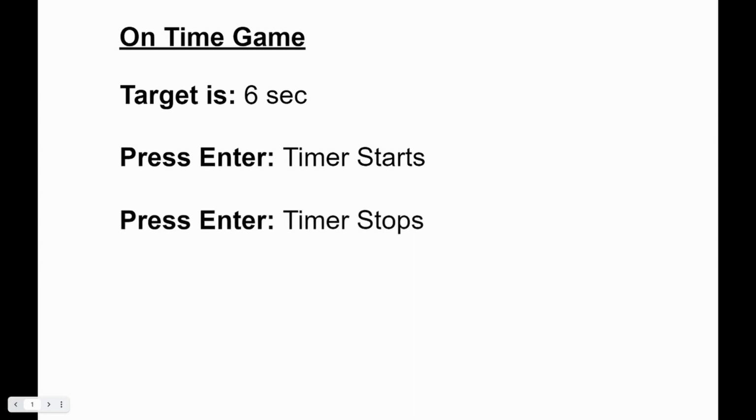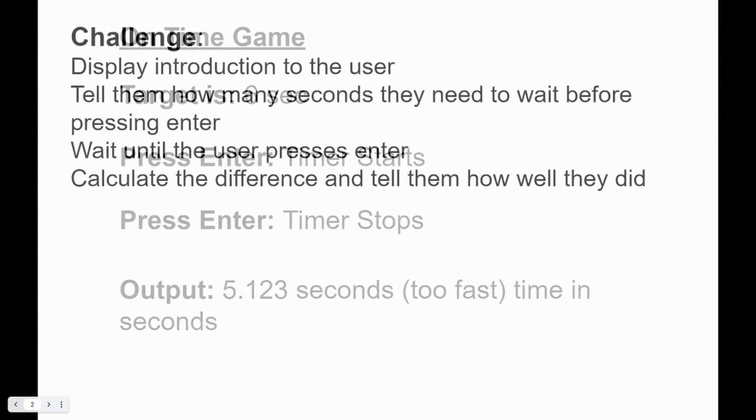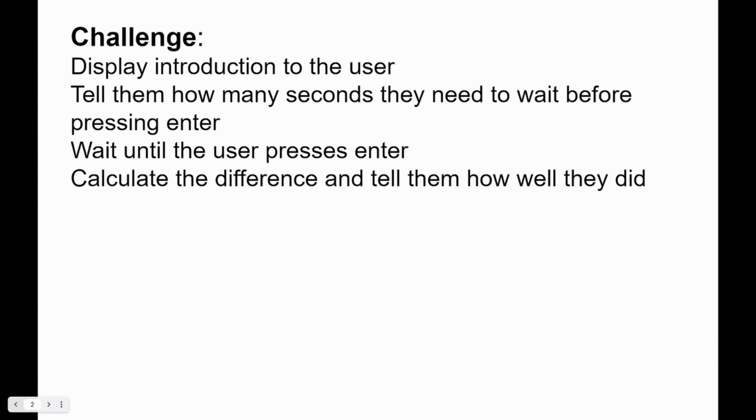So we're given a target, for example 6 seconds, and first we press enter and the timer starts. Then we press enter again and the timer stops. And then we're shown the results, whether we've been on time or not. So we display an introduction to the user. Then we tell them how many seconds they need to wait before pressing the enter key. Then we calculate the difference and we tell them how well they did.